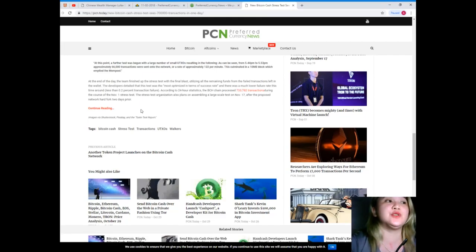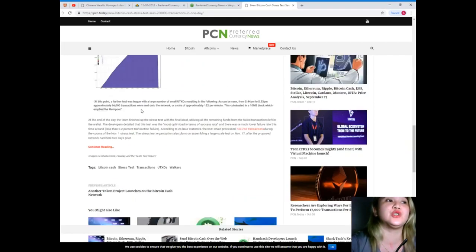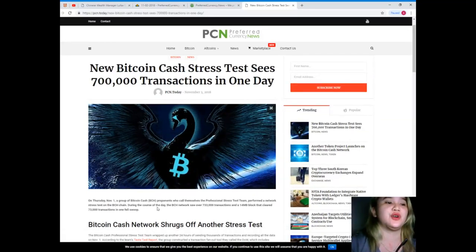After the proposed network hard fork 2 days prior. All right, now, the group emphasized they were pleased with the DOE's performance, but they expect to be ready to handle a lot more capacity on November 10. At that time, the team expects to send 250 to 300 transactions per second onto the BCH network within a 1 hour time span.